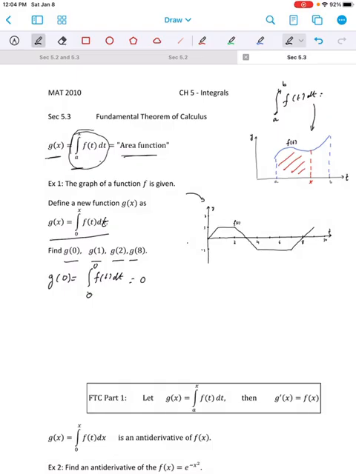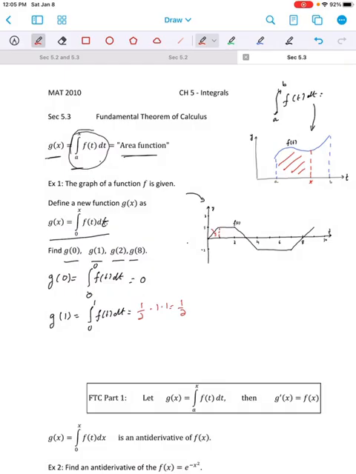Now what is g of 1? Again, we will start by writing the definition. It will be the integral from 0 to 1 of f of t dt, which means it is the area between the point 0 and 1 and under the curve. So that is the area of this small triangle here, which is 1/2 times 1 times 1, which is 1/2.